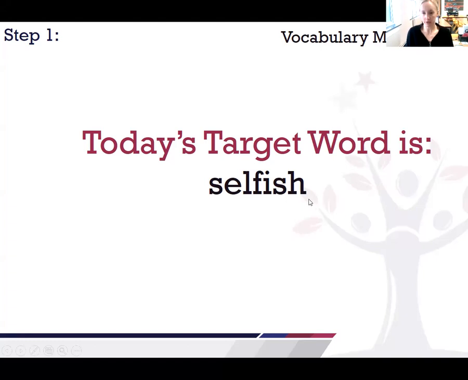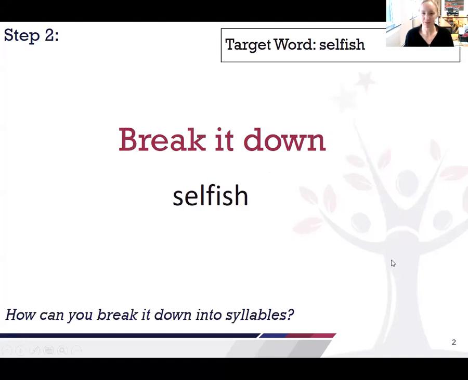So our target word today is selfish. Selfish. Well done. Let's break it down and check how many syllables, remember that's how many beats, are in the word selfish. Let's do it on our heads first. Ready? Selfish. Now clap it out. Selfish. So selfish has 2 syllables. Hopefully you got that at home.